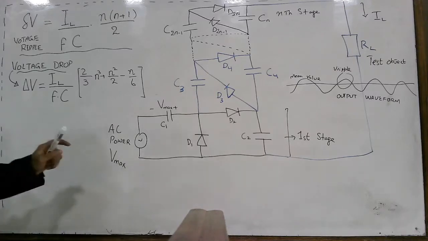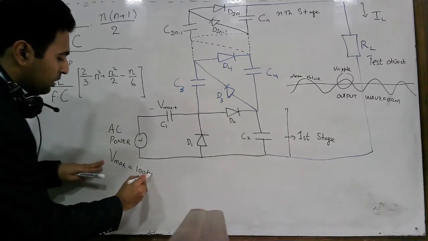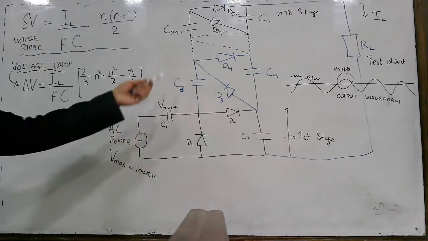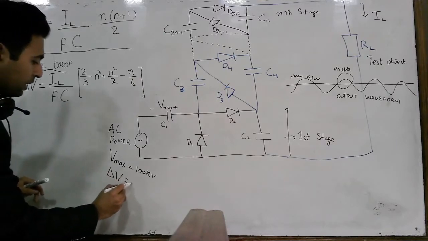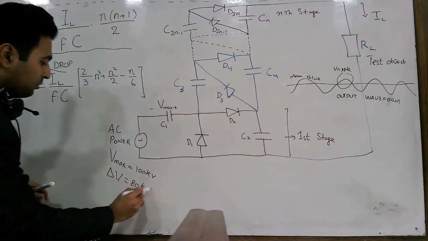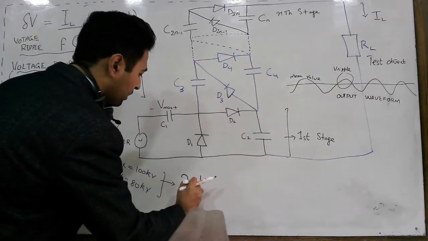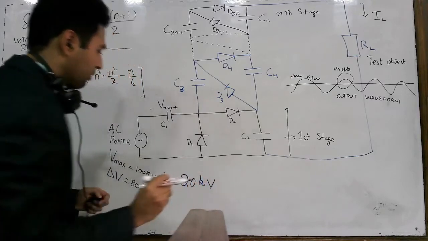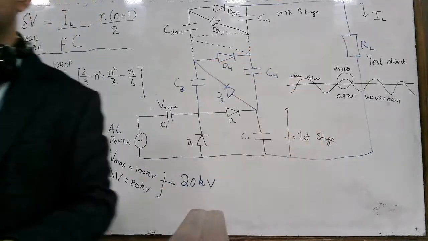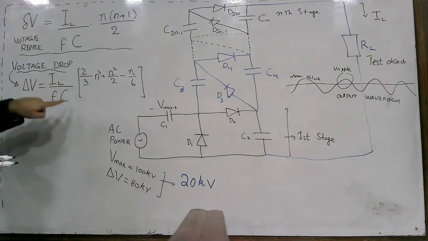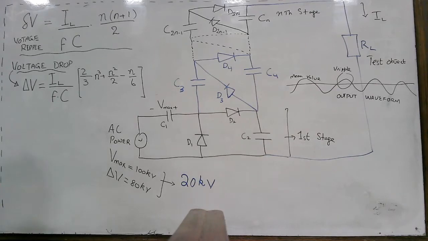I mean to say, let's say if V maximum is 100 kilovolts, and whatever the values of the capacitor, and your V drop or your delta V comes out to be 80 kilovolts, it means that there will be a drop of 20 kilovolts. There will be a drop of 20 kilovolts when you apply the test object having this load current and capacitors having these capacitances and whatever the frequency is.